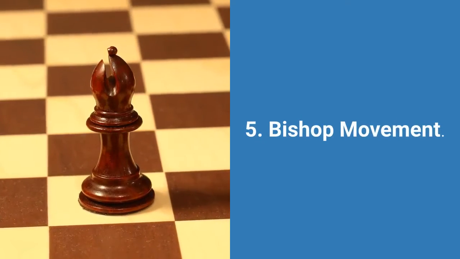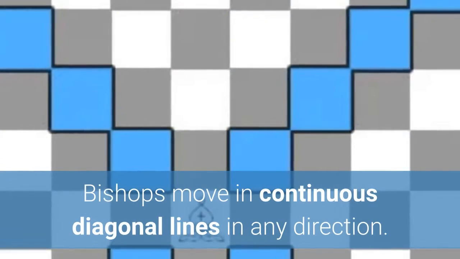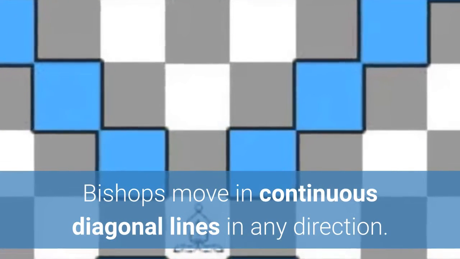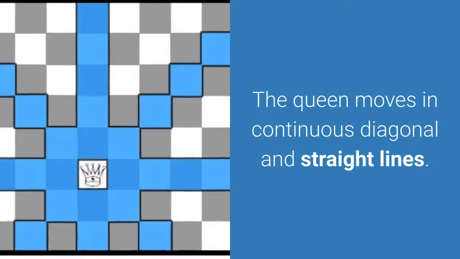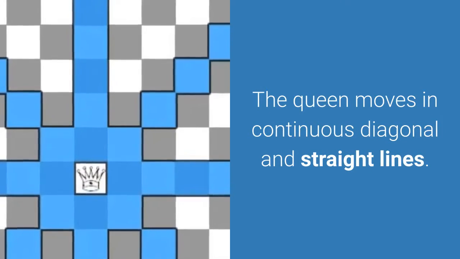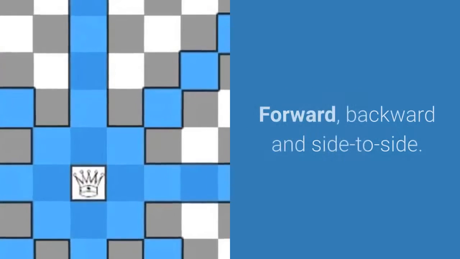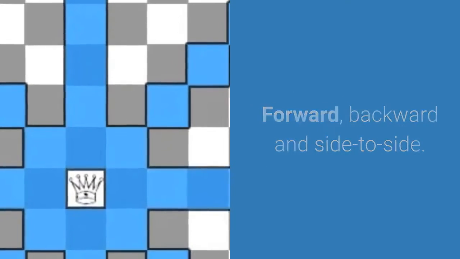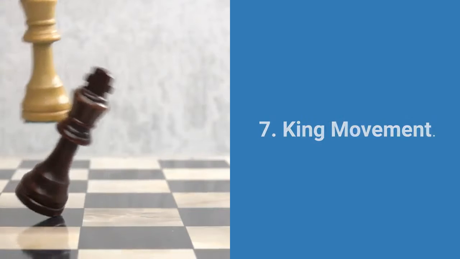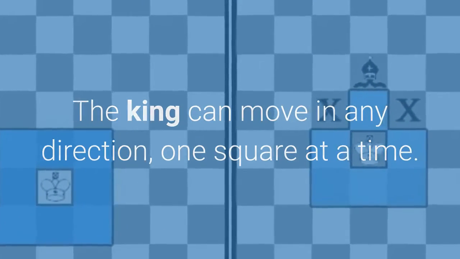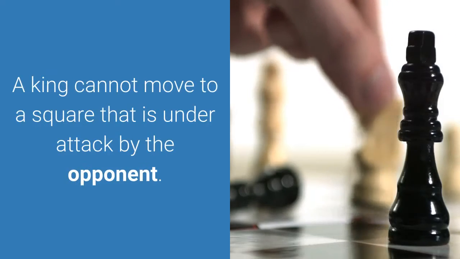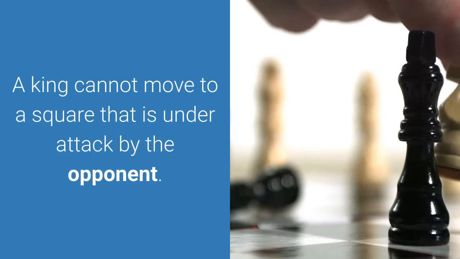5. Bishop movement. Bishops move in continuous diagonal lines in any direction. 6. Queen movement. The queen moves in continuous diagonal and straight lines. Forward, backward and side to side. 7. King movement. The king can move in any direction, 1 square at a time. A king cannot move to a square that is under attack by the opponent.